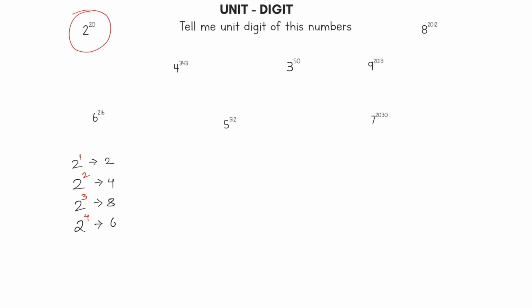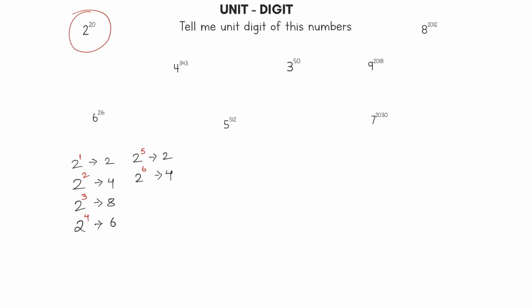And now I am writing only the unit digit of the power. So 2 raised to 1 is 2, 2 raised to 2 is 4, 2 raised to 3 is 8, 2 raised to 4 is 16, but the unit digit is 6. That's what I write here. Now let's take one more. 2 raised to 5. What is 2 raised to 5? 32. But as I told you, I'm writing only the unit digit, so I'll write 2. What is 2 raised to 6? 2 raised to 6 is 64. So the unit digit is 4.